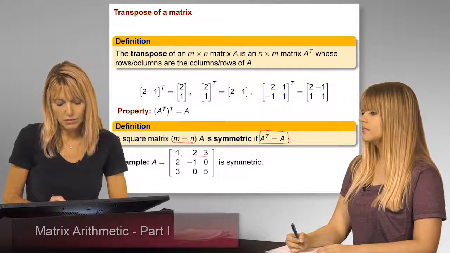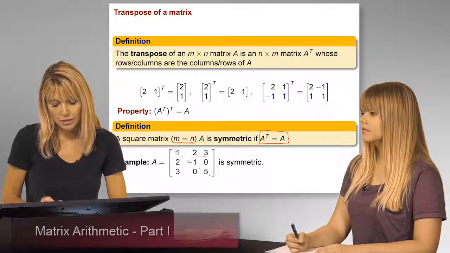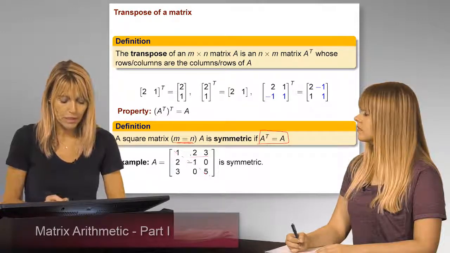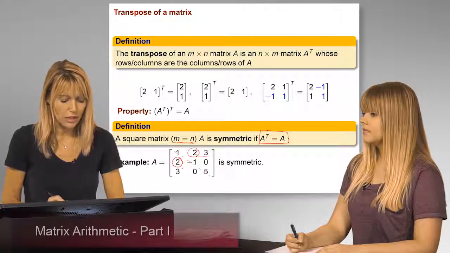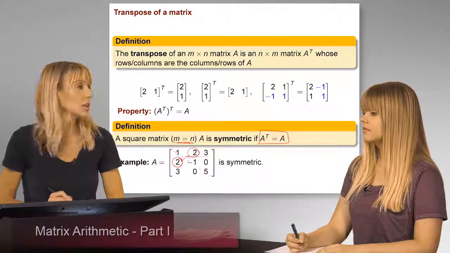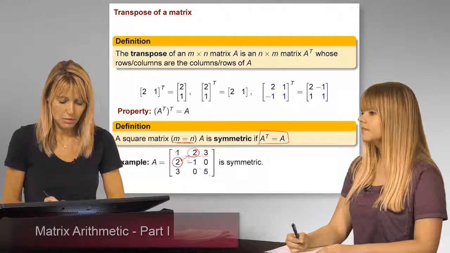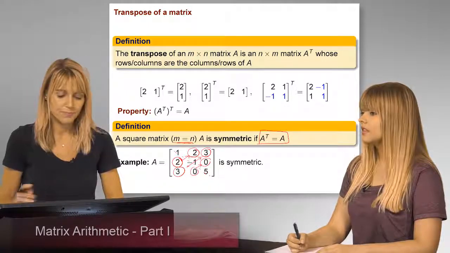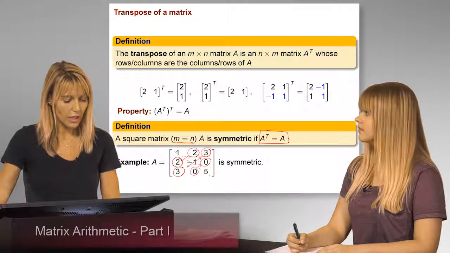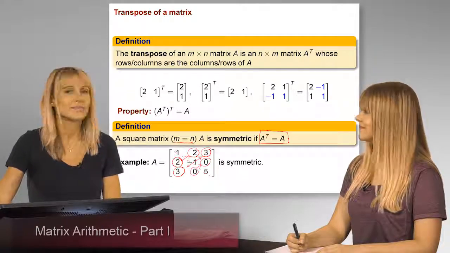But we can also think of a symmetric matrix in terms of symmetry, in the sense that entries are symmetric across the diagonal. For example, these two entries are the same and equal to 2. These two entries are the same, and these two entries are the same, right? Okay, any questions?